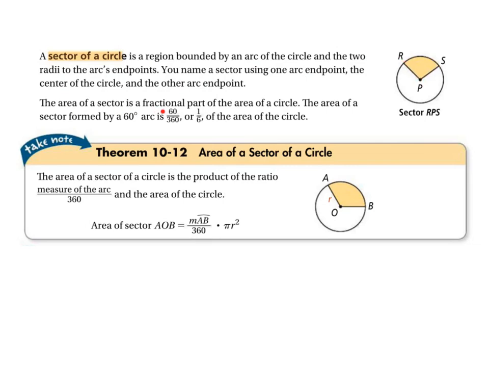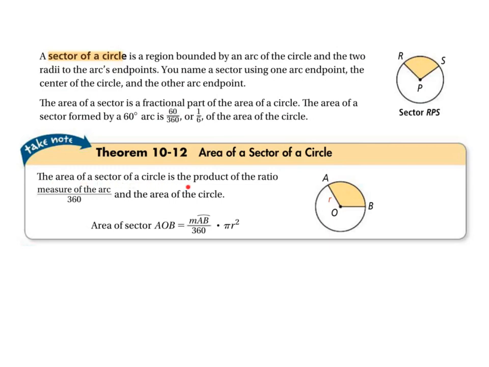So the area of a sector is a fractional part of the area of the circle. The area of a sector formed by a 60-degree arc, you basically say 60 is how much out of 360? That simplifies to 1/6. So you're talking about 1/6 of the whole area. So if this was 60 degrees, which it's not, it looks more like 90, but if it was a sixth of the entire circle, you would calculate the whole area and then take a sixth of it, okay? So here's the area of a sector of a circle formula.